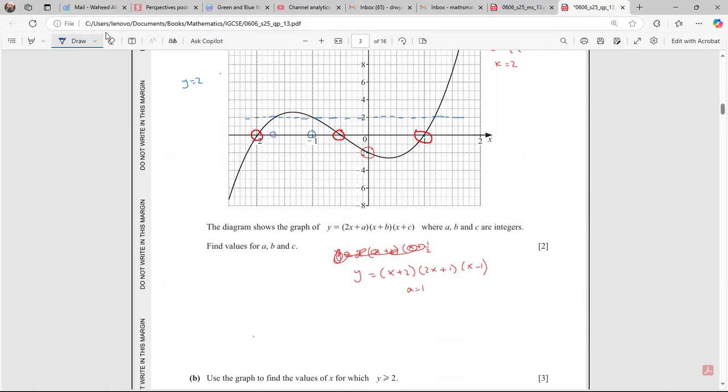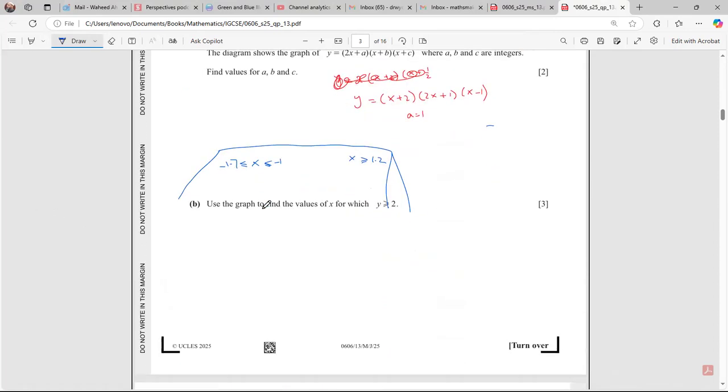Okay, so x must be less than or equal to minus 1.7, this point is minus 1.5, this is minus 1.7. So x has to be between this one, or x has to be more than this value, right? And this is 1.2. So x has to be greater than or equal to 1.2. Okay, so this is the answer for part B. So this was our question number 1.